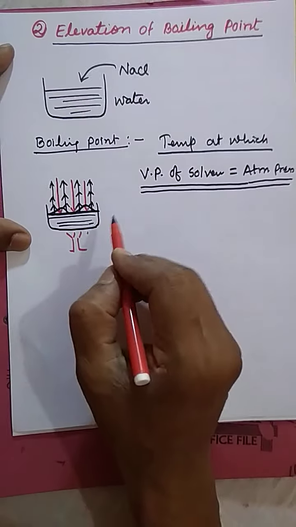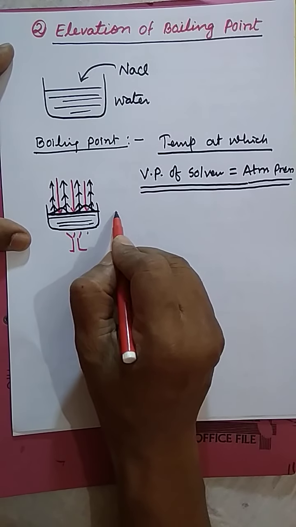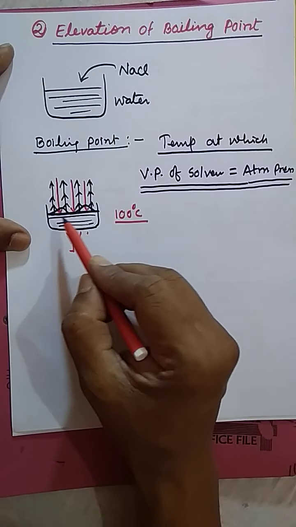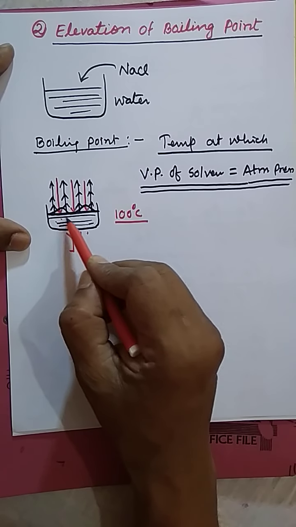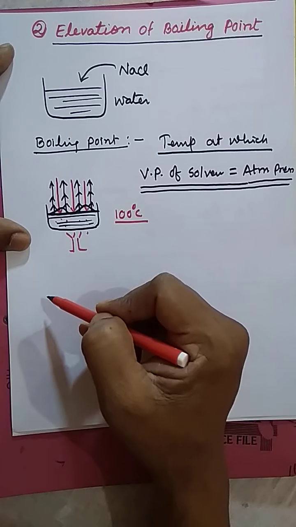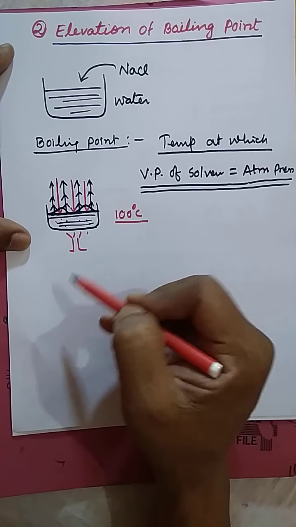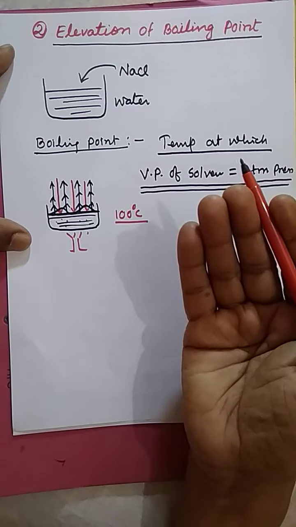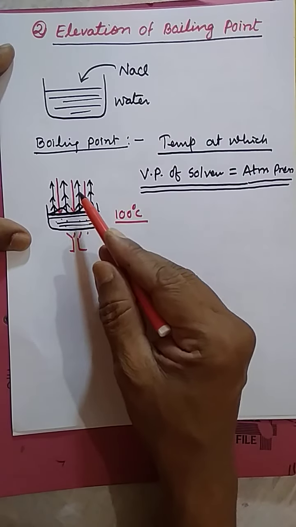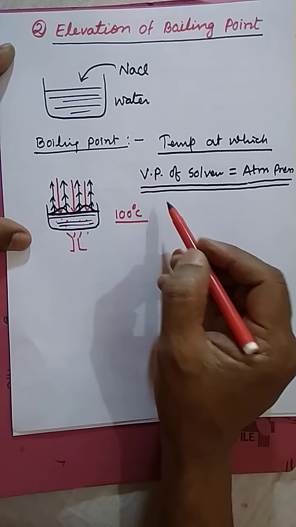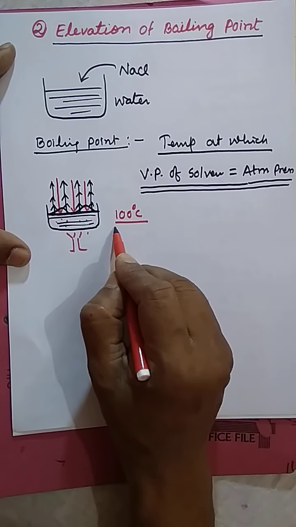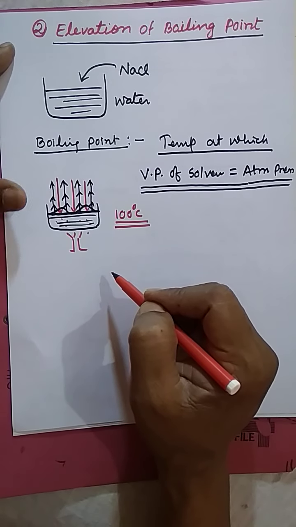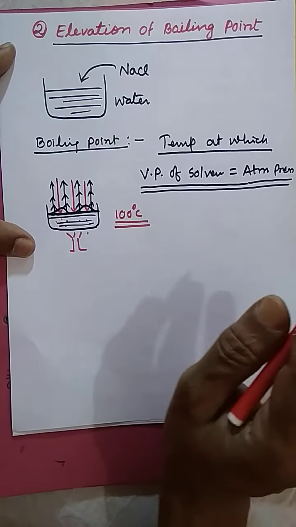Now one more thing is there. If water boils at 100 degrees Celsius, right? But after adding some non-volatile solute, its vapor pressure decreases already. So we have to supply some more heat to reach its boiling point. So I think it is clear for you that after adding some non-volatile solute, vapor pressure decreases. So definitely boiling point increases.